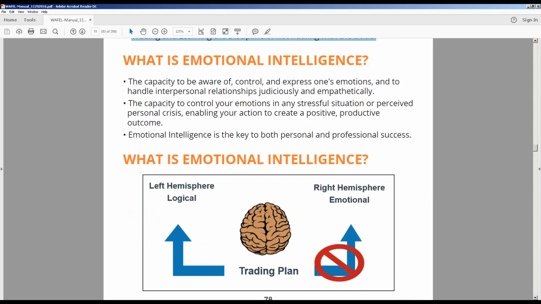Now, what is emotional intelligence? It's the capacity to be aware of, control, and express your emotions, and to handle interpersonal relationships judiciously and empathetically. It's the capacity to control your emotions in any stressful situation or perceived personal crisis, enabling your action to create a positive and a productive outcome. Emotional intelligence is the key to both personal and professional success.